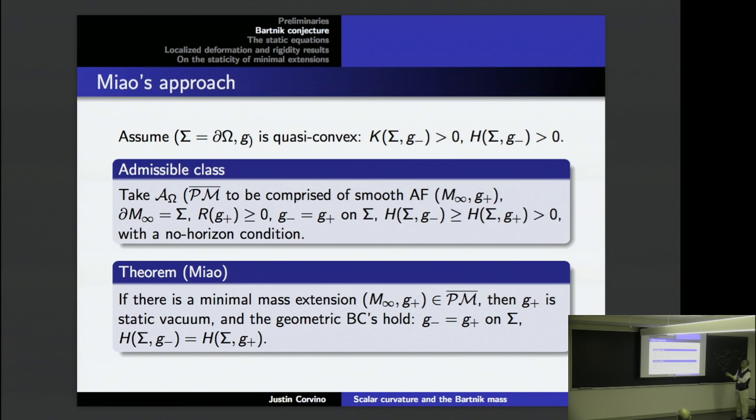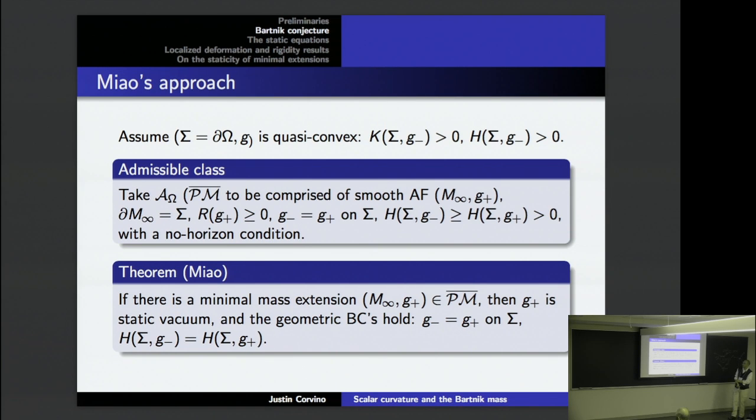He defines the admissible class to be smooth asymptotically flat metrics, so non-negative scalar curvature, with the metrics agreeing on the boundary of the region you care about, the extended metric and the interior metric, and with the mean curvature condition on the interior and exterior mean curvature at the boundary. And also, of course, you're already assuming you're mean convex, and with some no horizon condition.